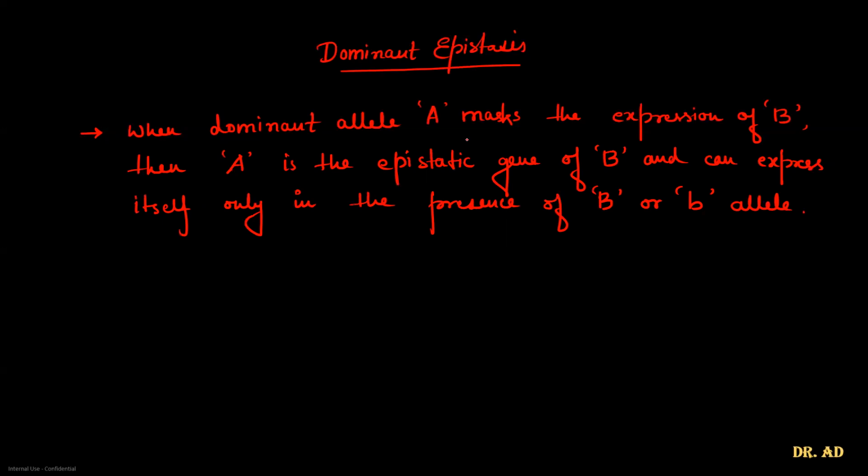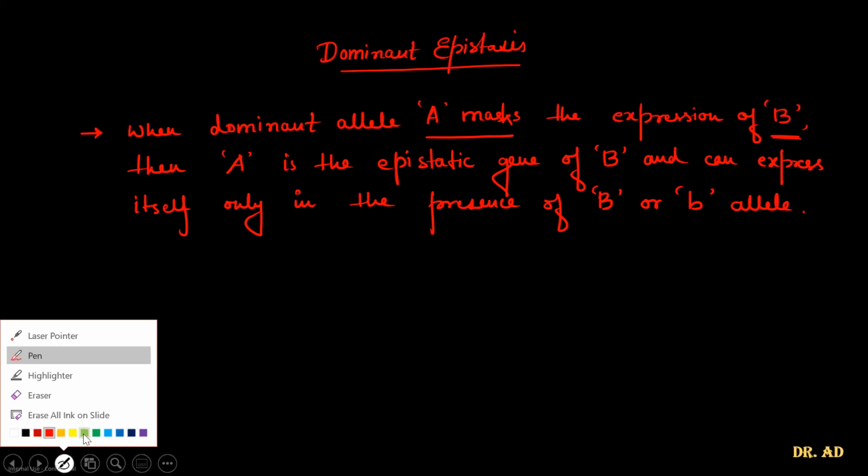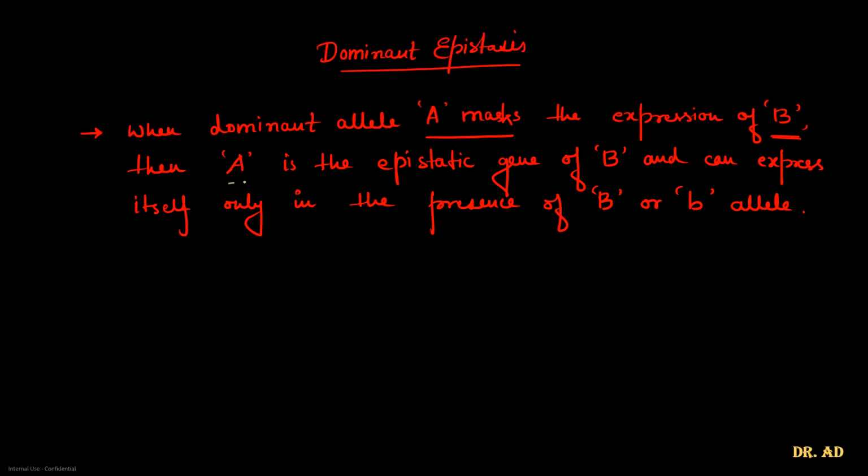Okay, so see, when A is masking the effect of B, it means A is the epistatic gene of B. It goes without saying, so far we have been discussing this only. A is the epistatic gene of B. But A can only express itself in the presence of this or this, right? Therefore, it is called dominant epistasis.